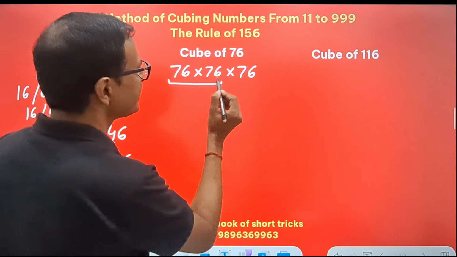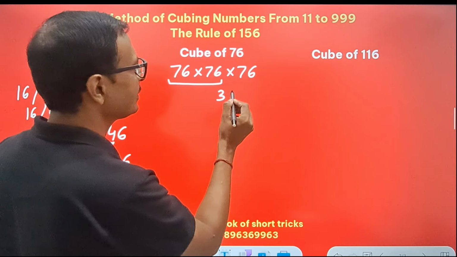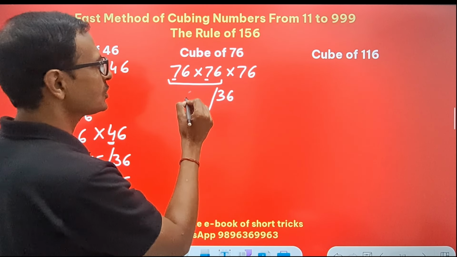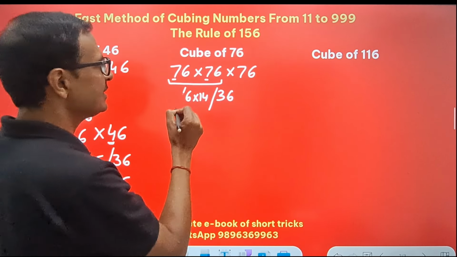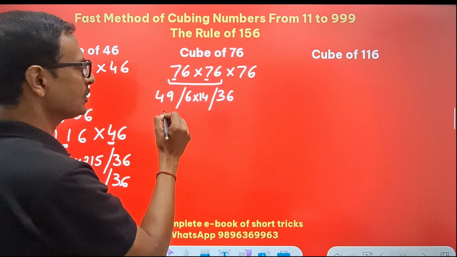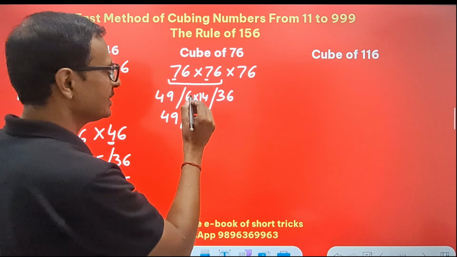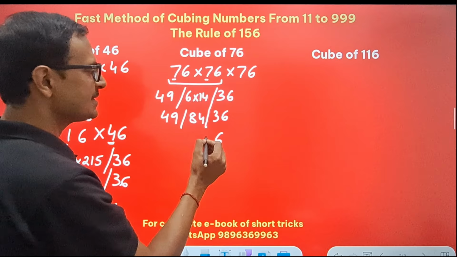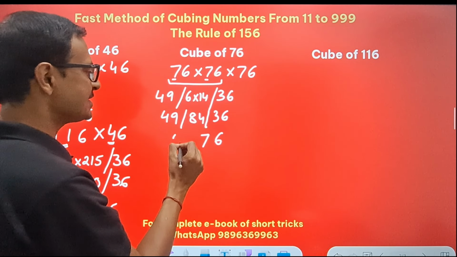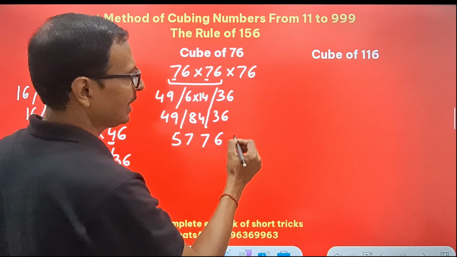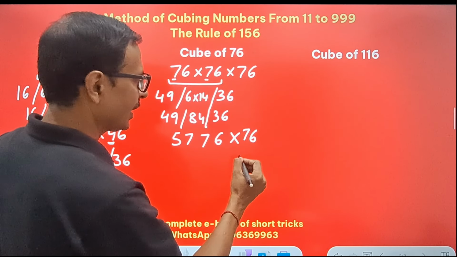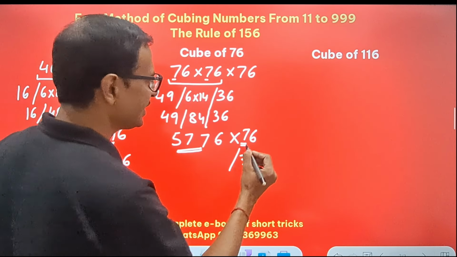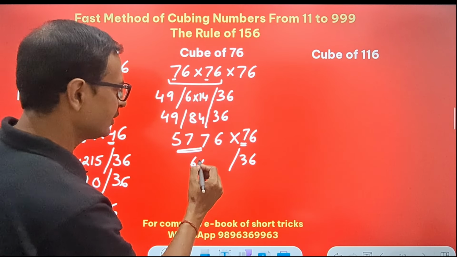Let's do 76 times 76. So we have to write a 36 first, and then 7 plus 7 is 14, so 6 times 14, and finally 7 times 7, 49. So this is 49, this is 84, and this is 36. So we have a 6, 87 means 7, 8 carry means 57. So 5, 7, 7, 6, and then multiply by 76, again write 36. Apart from the 6 we have 577 and 7. So 6 times what?